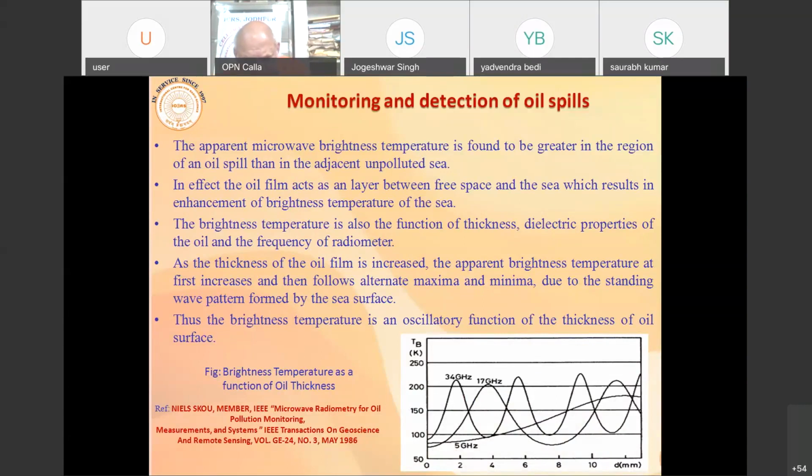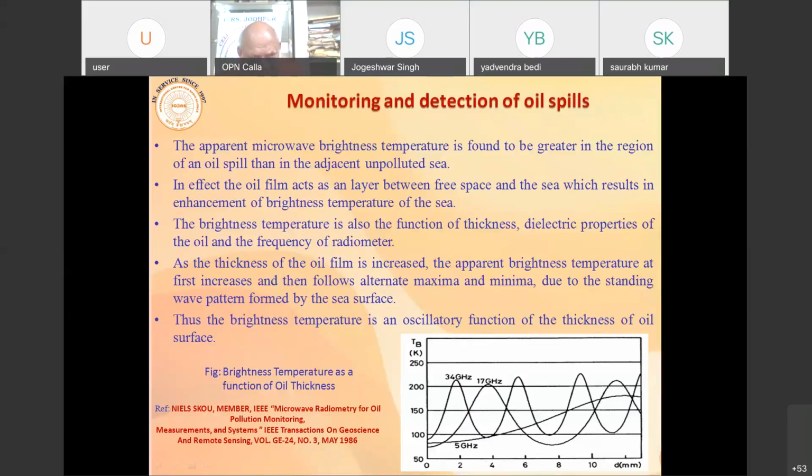So here in this graph, which I'm showing you here, at 34 gigahertz, there is a sort of sine wave type of thing you get, depending upon the thickness of the oil on the surface of water. At 17 gigahertz, it is over, and at 5 gigahertz, the cycle is very large. So we can choose the frequency for this purpose. And 37 or 34 gigahertz gives you the best peak, because the information that you get here is maximum as compared to other frequencies. So 34, 37 gigahertz will be the right frequency.